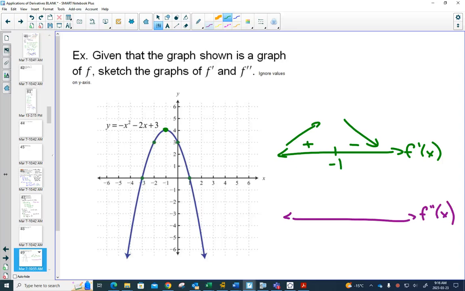For our second derivative, what are the points that we put on here? If there are any inflection points. Does our graph ever change from concave up to concave down? No. So what do we know? There would be no points along here. And it's always concave down. If it's always concave down, then our second derivative is always negative.